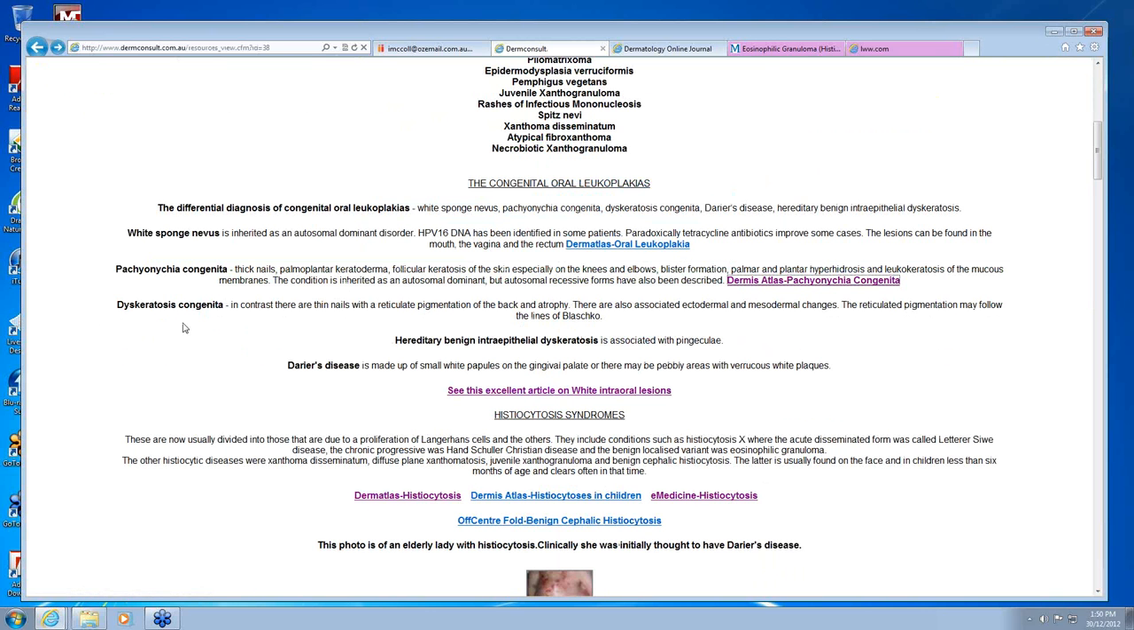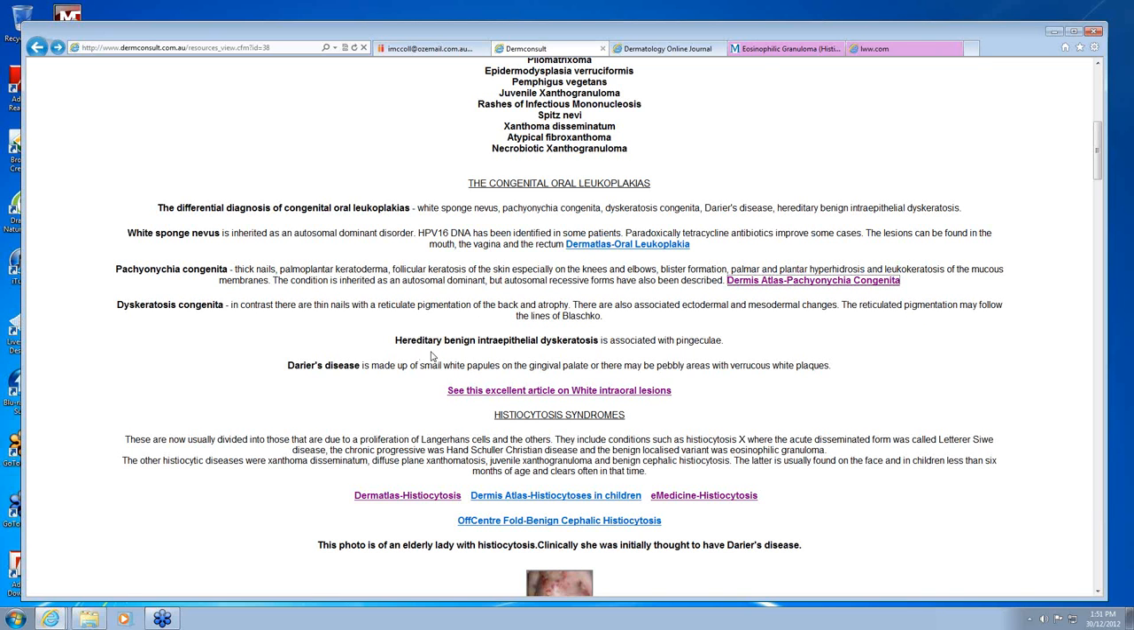Okay, so what's the other one? Keratosis congenita. In keratosis congenita, they may seem something similar, but they have thin nails. They also get a reticulate pigmentation of the back and the neck, and some atrophy of the skin too. They also have ectodermal and mesodermal changes. This reticulated pigmentation may follow the lines of Blaschko. They have these oral white areas as well, and it can involve the tongue as well as the buccal mucosa.